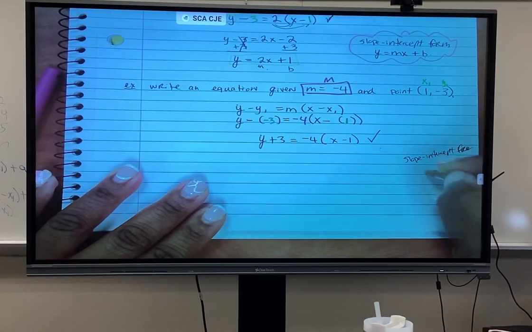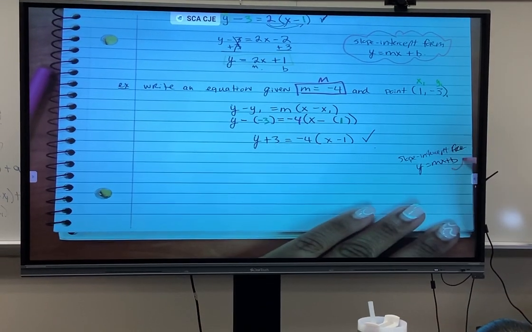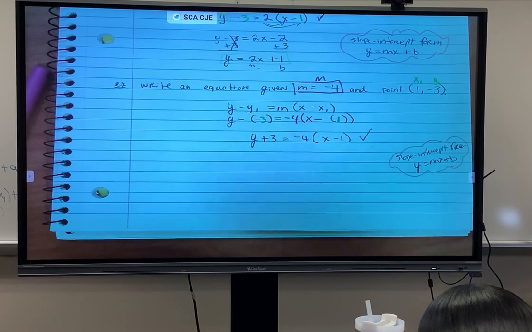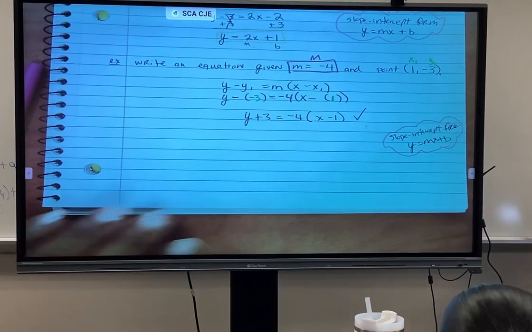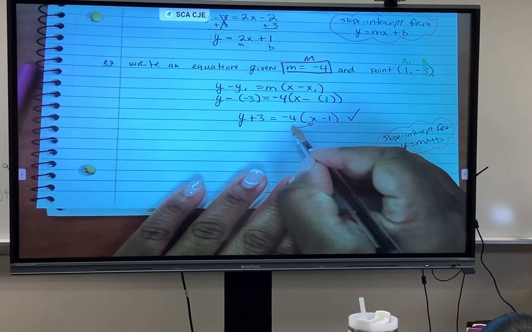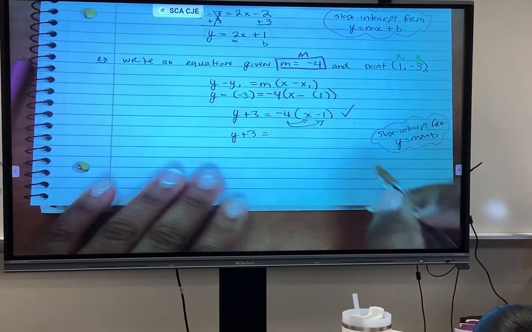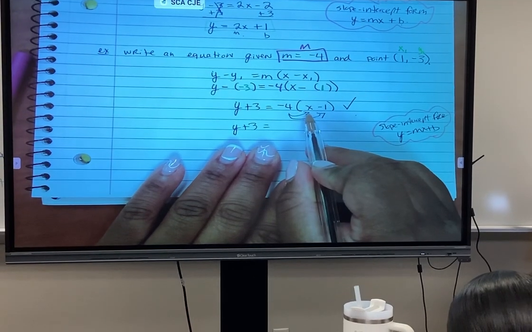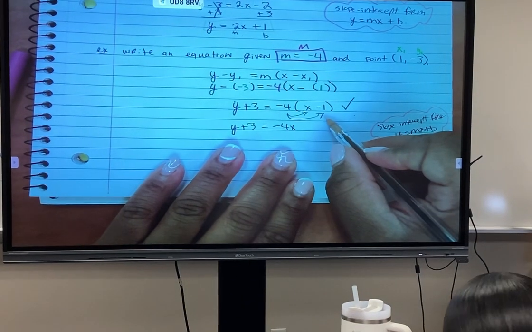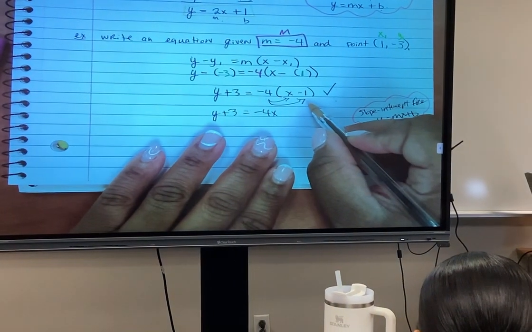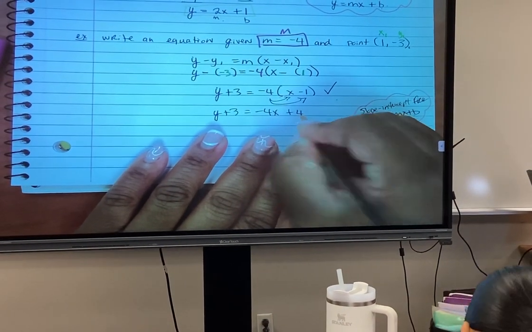Remember, that means y equals mx plus b. So what are we going to do to put it in slope-intercept form? Simplify, right? Start by distributing -4 inside times x and -4 times -1. So this becomes y plus 3 equals, what's -4 times x? -4x. And then -4 times -1? It's positive 4. Everybody okay there?